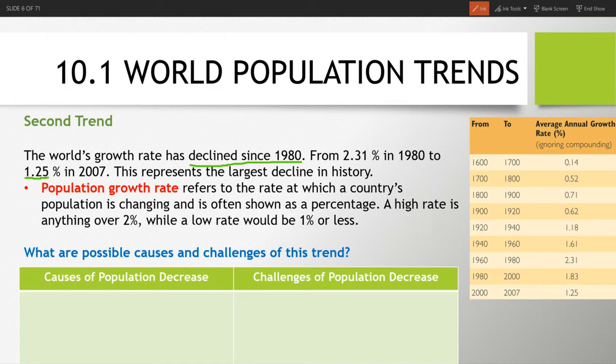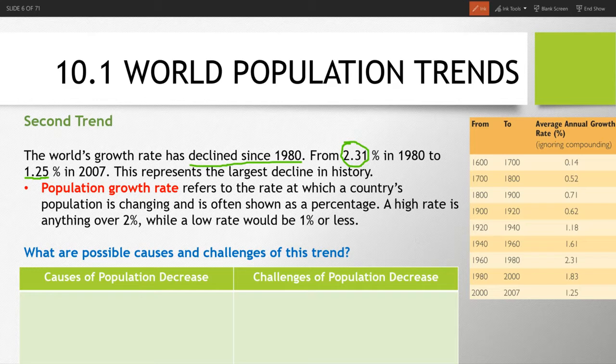So your population growth rate, this number up here that I referred to, is the rate at which a country's population is changing and is often shown as a percentage. A high rate is anything over 2%. Okay, and anything below 1 would be considered a very low growth rate. Okay.